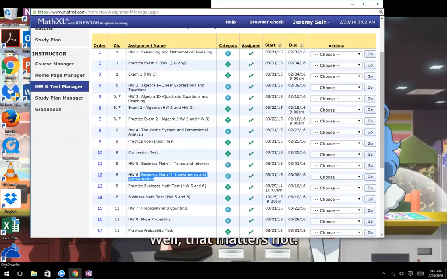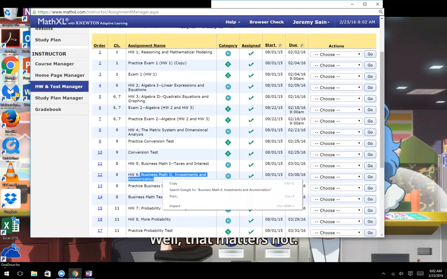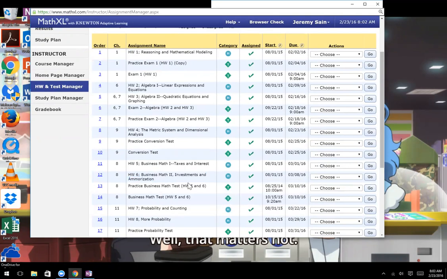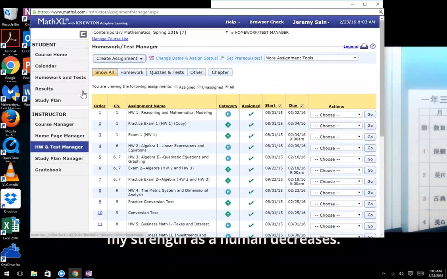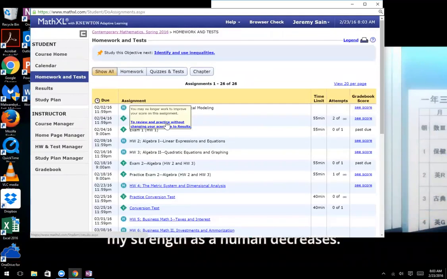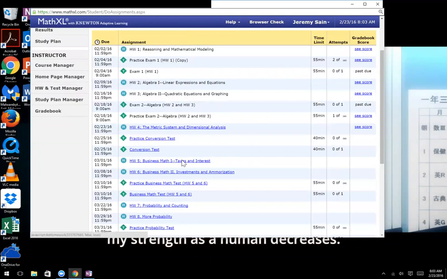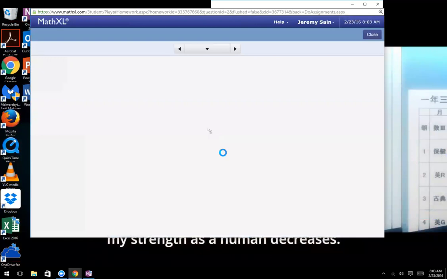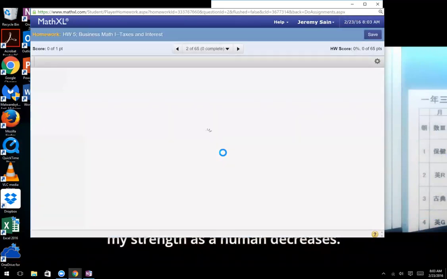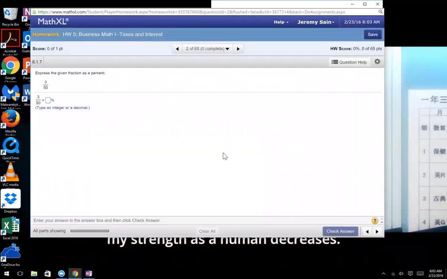And then homework 6 is investments and amortization. So if you're ever going to buy a house or something, you're going to have a loan that goes 30 years. How do you figure out how much you're really paying for the thing? Stuff like that. So that's the next couple weeks. Let's go and pull this up, and we'll talk about them as we go along.